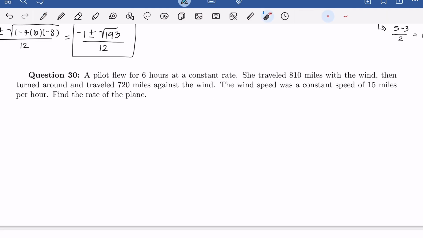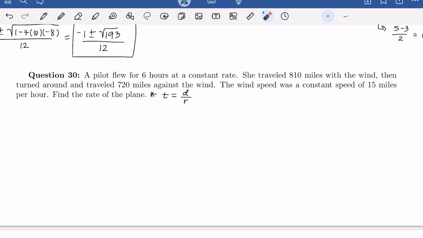Alright, so this brings us to our next question here. We're going to be solving a motion problem. And we've seen problems like this before. What we're going to do is utilize the fact that distance is equal to rate times time. So this means time is equal to distance divided by our rate.